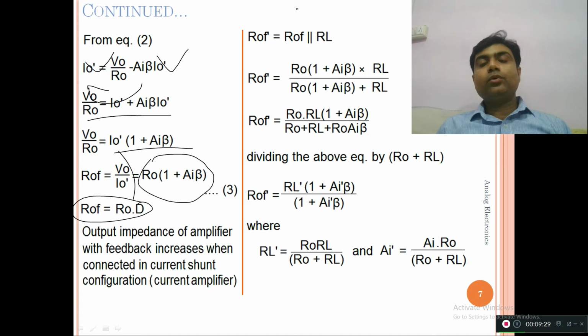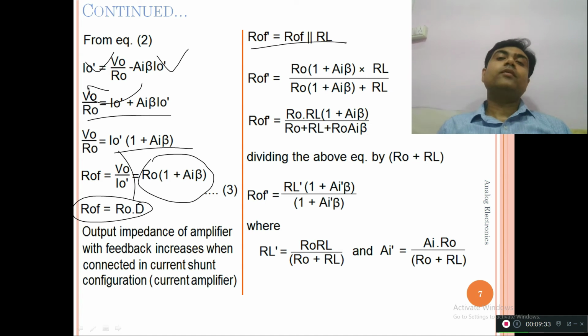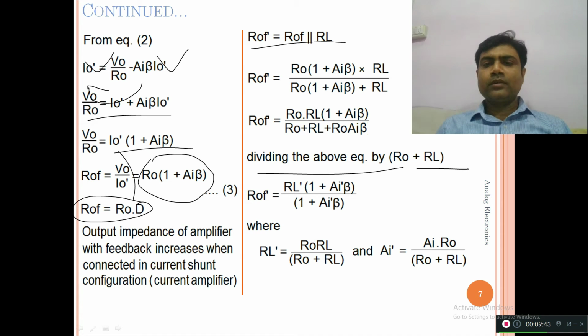Again, the same calculation of ROF dash is written over here. ROF dash can be calculated as ROF parallel with RL, so we have put down the value of ROF in parallel with RL, and you can calculate the values. This is like we have done in the previous three cases as well. Always remember, as I already told you in the previous lecture, if you have any doubt regarding these calculations and why and how we have done it, go through the value of RL and go through the value of AI dash.